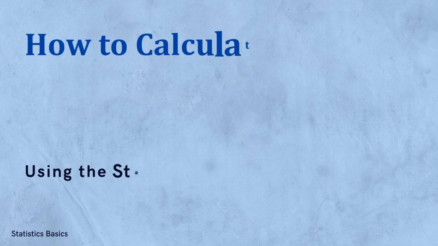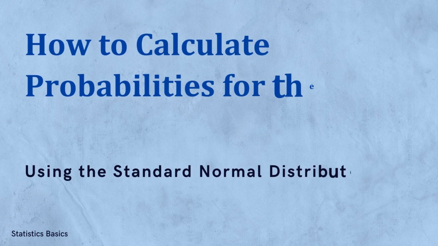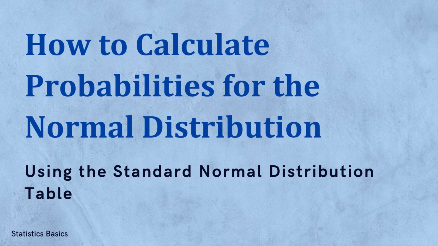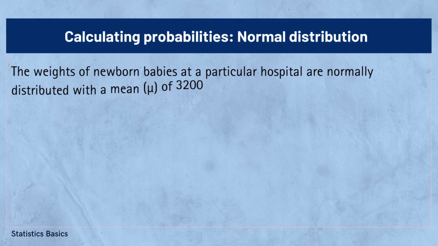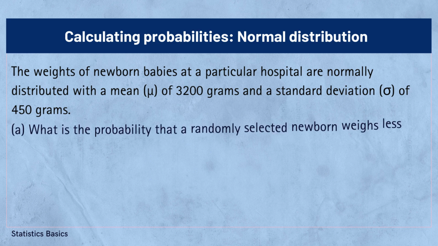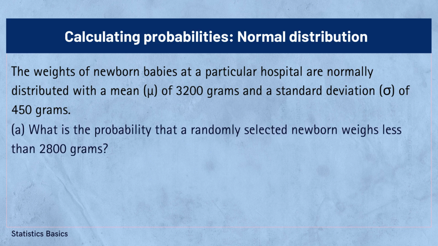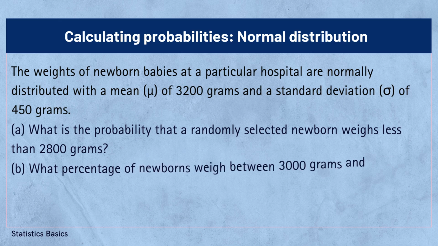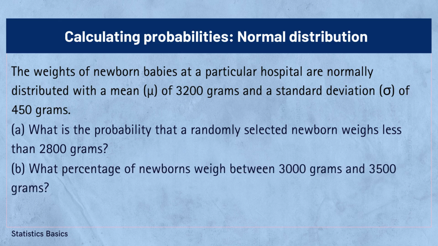In this video, we'll use a real-world scenario to demonstrate how to calculate probabilities for normal distributions and answer some practical questions. Imagine you're a data analyst at a hospital. You know that newborn babies generally fall within a certain weight range, but there's always some variation. How can you use this information to answer practical questions like: what's the probability of a baby being born with a low birth weight? How many babies can we expect to fall within the normal weight range?